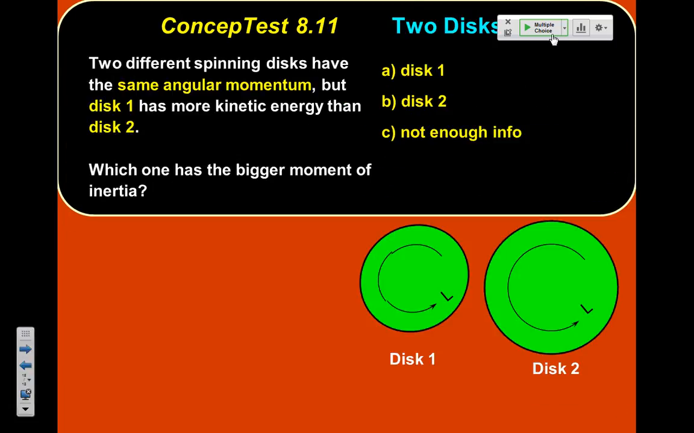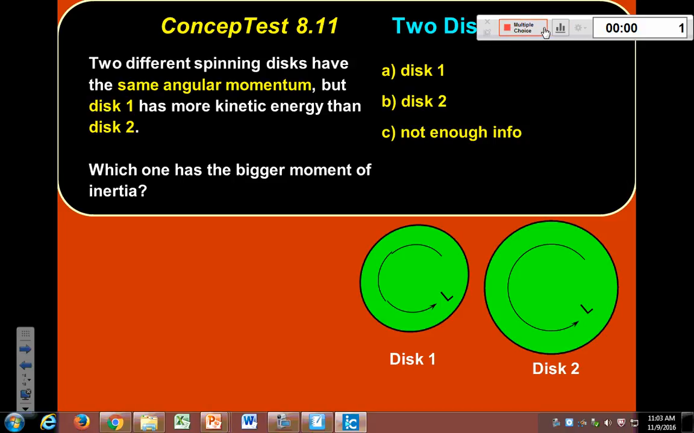All right, two different spinning disks have the same angular momentum, but disk 1 has more kinetic energy than disk 2. Which has the bigger moment of inertia? I'll get you started a little bit on this. We're saying that L1 is I1 omega 1, and L2 is I2 omega 2. They have the same momentum, but their kinetic energy is bigger for disk 1.